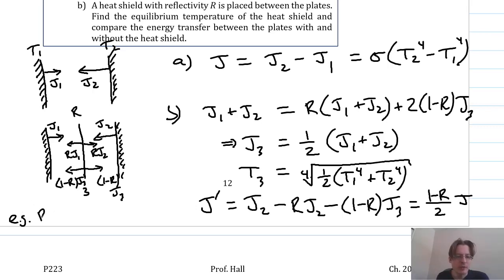For example, suppose the heat shield is very reflective. That means R is like 95%. Then 1 minus R is 0.05, and you would find that J prime is 1/2 of 0.05 times J. In other words, you would find that J prime would be very, very small. It would be 0.025. Only 2.5% of the original energy transfer occurs if you put that very reflective shield in place.